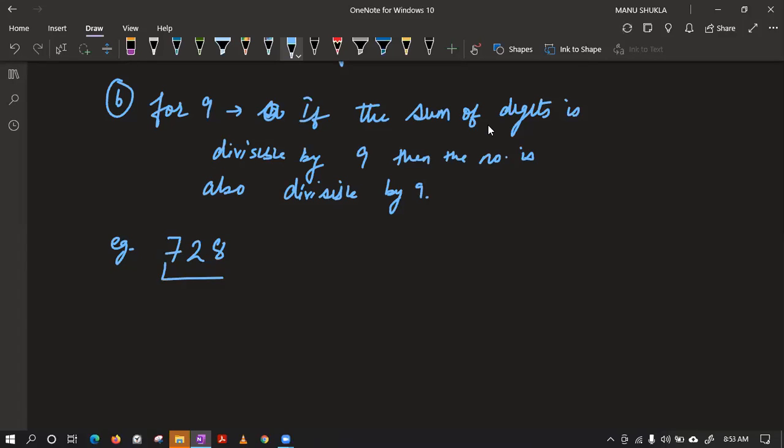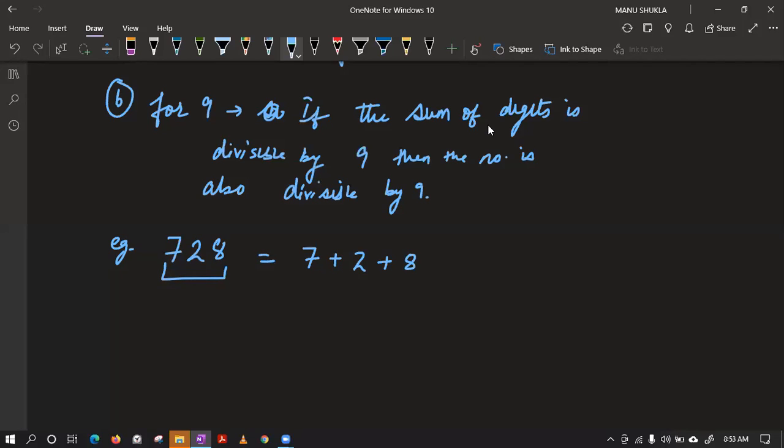Example, 728. Class, can we say this number is divisible by 9? No, sir. Beta, please mute yourself. As soon as you are done, mute yourself, okay? Or I have to again go back to the same condition that we were doing earlier.